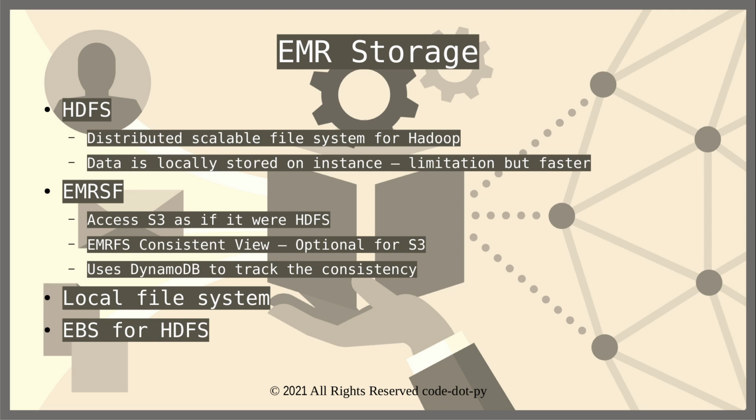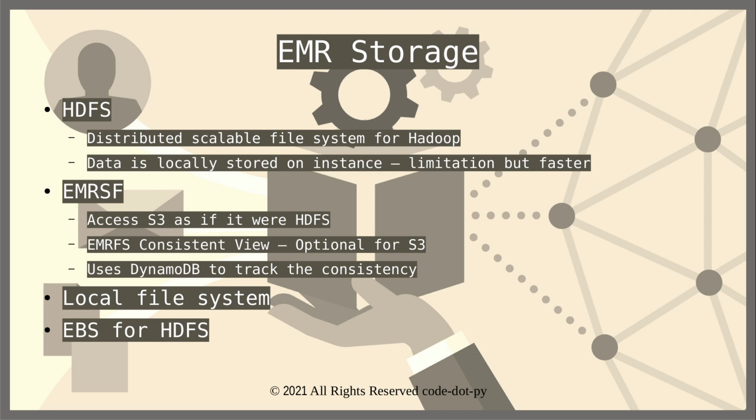Another way to store data is EMRFS, which is similar to HDFS, the only difference being the data actually resides on S3 instead of on the physical node. It behaves and works the same way as if the data was on a physical node, and there is not a significant amount of performance loss. It has the advantage of being highly available, and the risk of data loss gets reduced. It also has something called EMRFS consistent view. This is an optional service that can be used with S3, and it uses DynamoDB to track the consistency of the data.